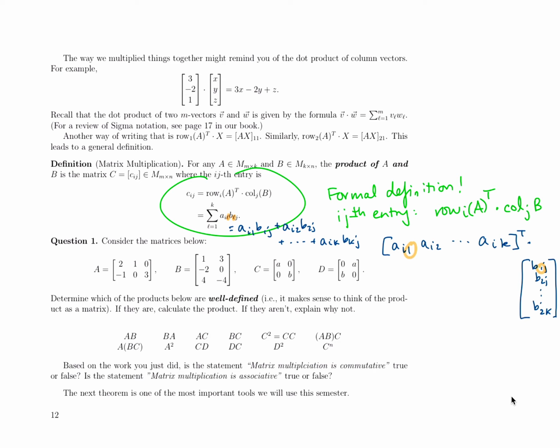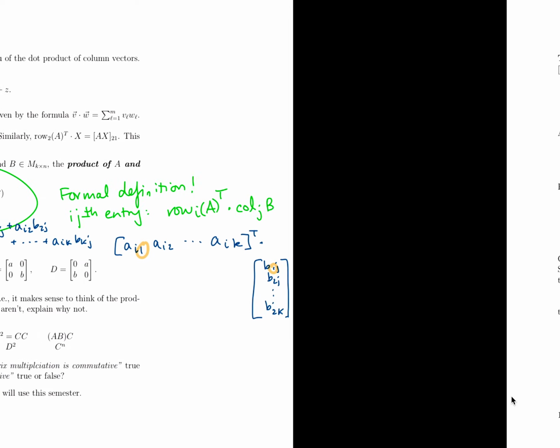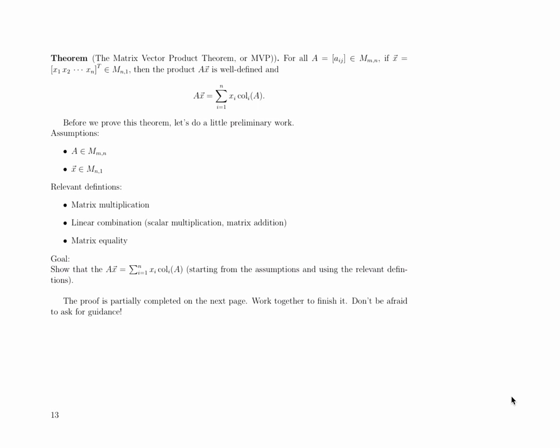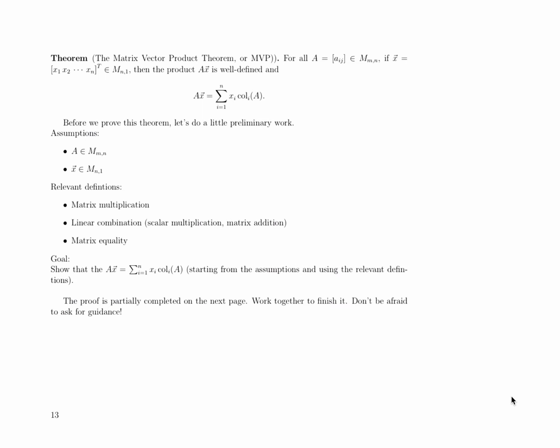Okay, so what you're going to do in class is do some practice multiplying matrices and figuring out which matrices we can actually multiply together and which ones we cannot multiply together. So I'll leave that for you. And we're going to wrap up with talking about this very useful theorem called the MVP. It really is the MVP of linear algebra. We're going to use it all the time. And we're going to prove this together in class. So that will be what we do together in class.